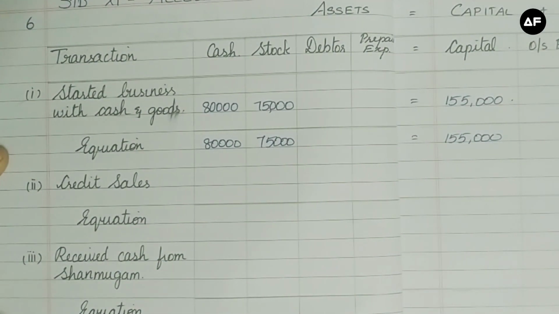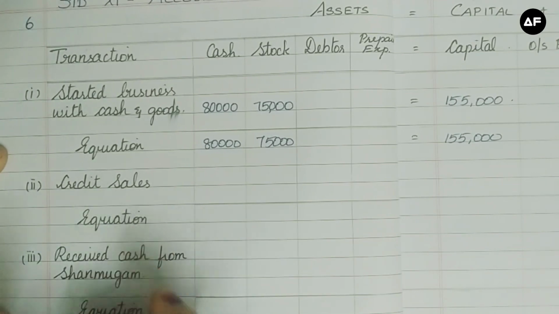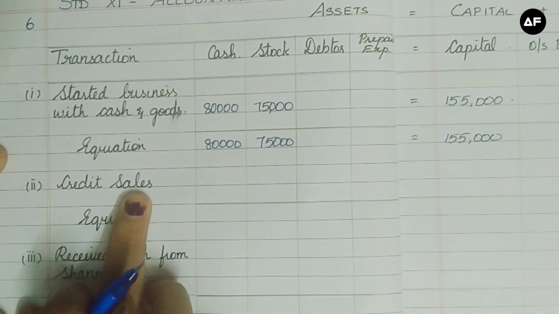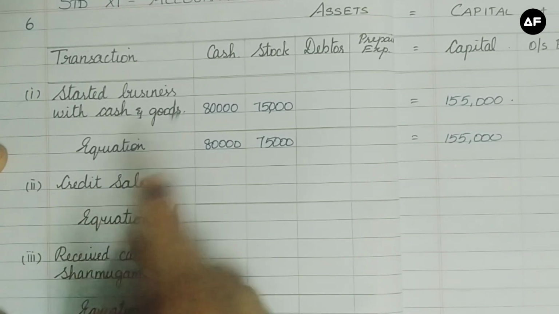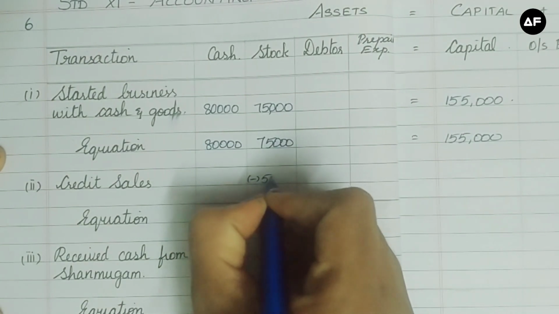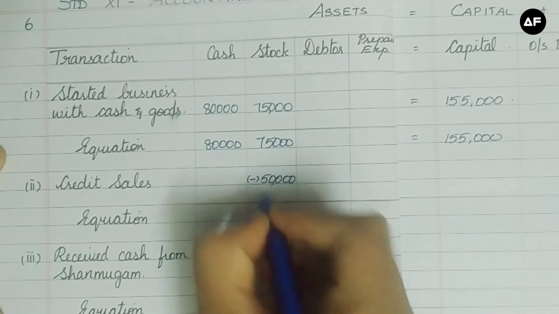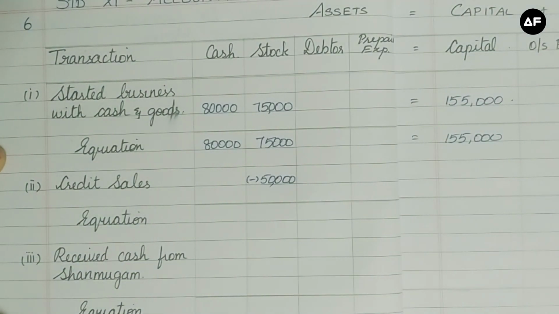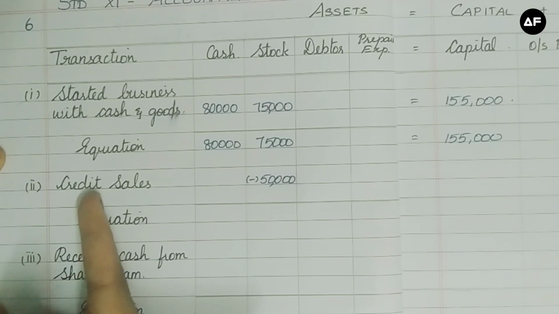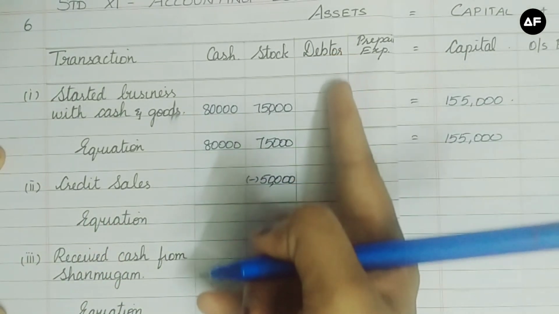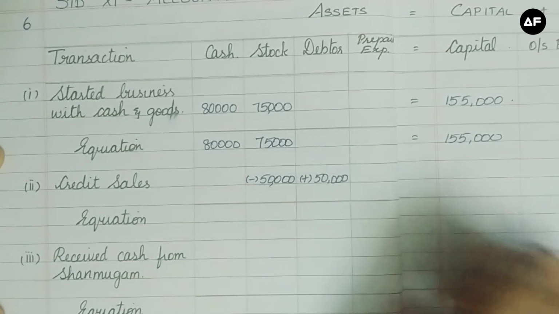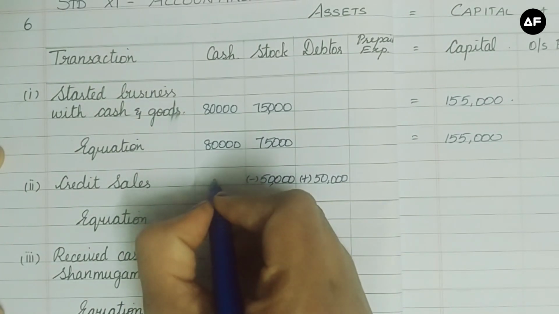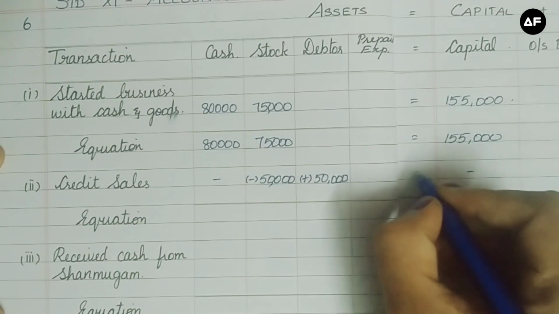My second transaction is: sold goods to Shanmugam on credit for 50,000. So I have crisply written it as credit sales. When I'm selling goods, stock is going out of the firm, so that worth of stock must be subtracted. So 50,000 is being subtracted from stock. Likewise, a person has to pay me money, but since it is credit sales, he will pay it at a future date. Therefore, I will create a debtors column and add the 50,000 over there because he is liable to pay us. So there is no involvement of cash and no involvement of capital also.